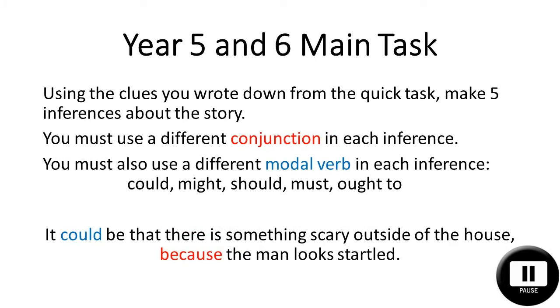And finally, Year 5 and 6, here's your main task. Using the clues you wrote down from the quick task, make 5 inferences about the story. You must use a different conjunction in each inference. You must also use a different modal verb in each inference. These could be words like could, might, should, must, ought to. Here's an example. It could be that there is something scary outside of the house because the man looks startled.